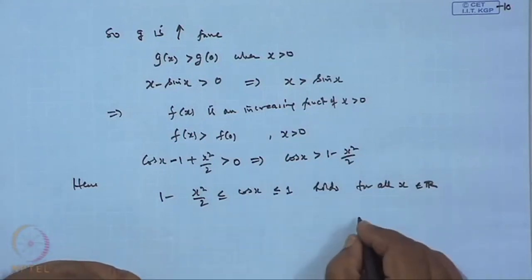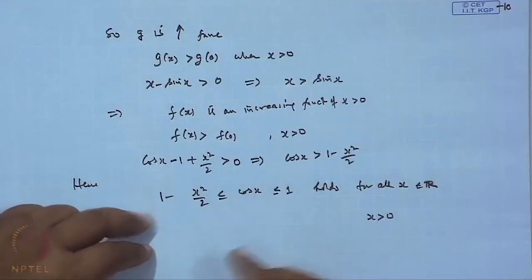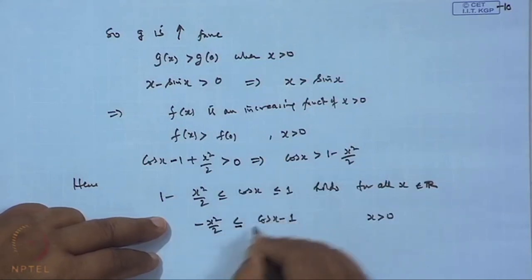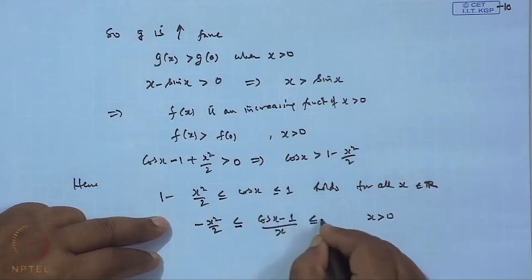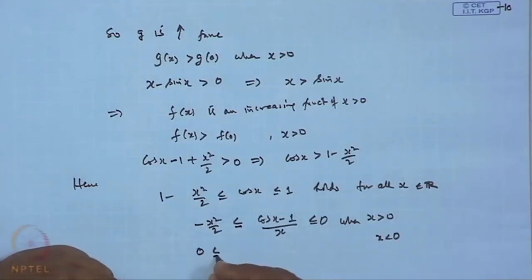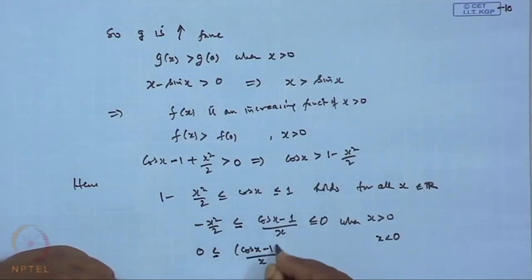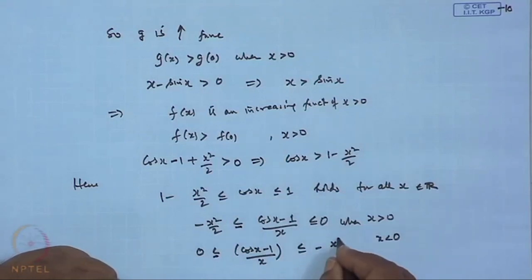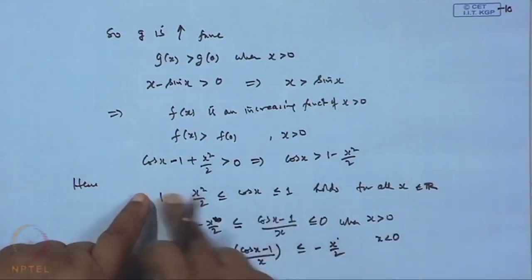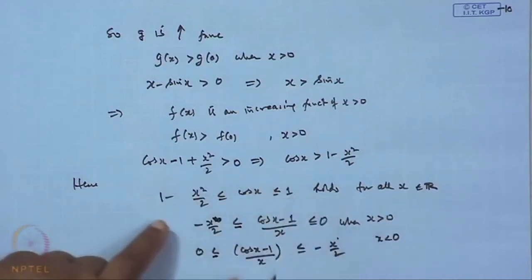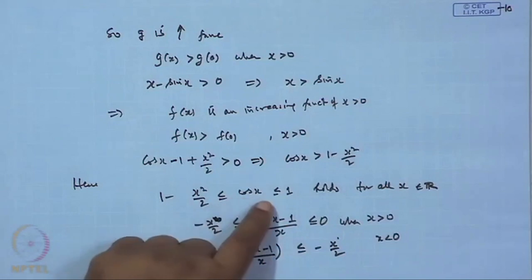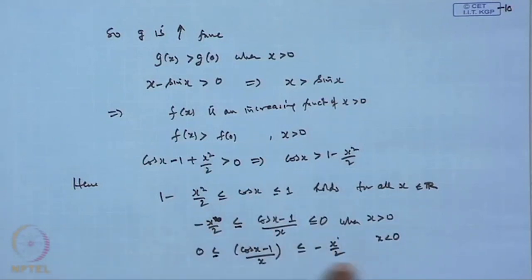So, let x be positive, then we can write minus x square by 2 is less than or equal to cosine x minus 1, and dividing by x, this is less than or equal to 0. And when x is negative, then we can write 0 is less than or equal to cosine x minus 1 by x, less than or equal to minus x by 2, since we are dividing by x. When x is positive, there is nothing to change; you can just transfer the 1 here. So, cos x minus 1 is greater than this, and dividing by x we get 0. When x is negative, the inequality reverses, so 0 comes over here and this comes to this side, and we get this result.